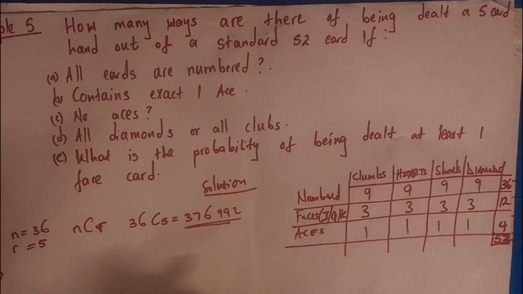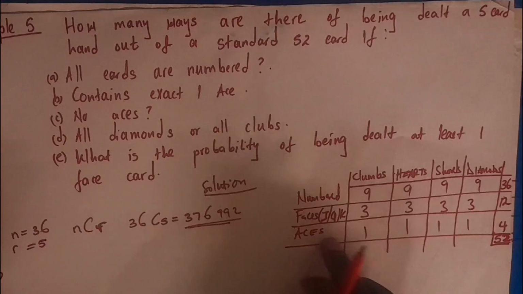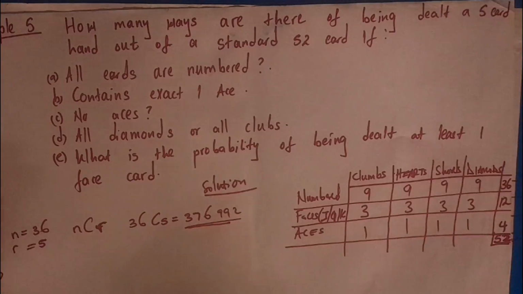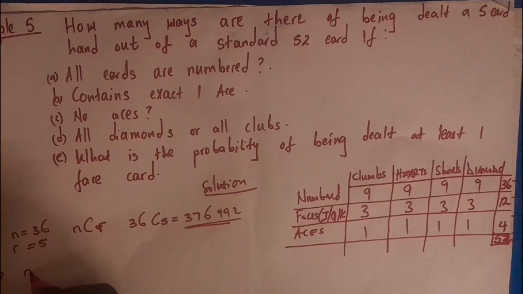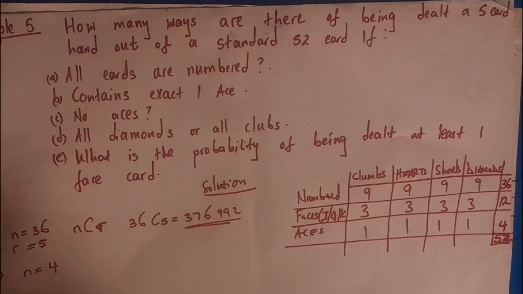So then on B, contains exactly one ace. So this one, they are saying that the 5 cards which you are going to take contain exactly 1 ace. So let us first deal with that one. How many aces are we having here? We're having 4 aces. So the total number of aces we are having is 4.